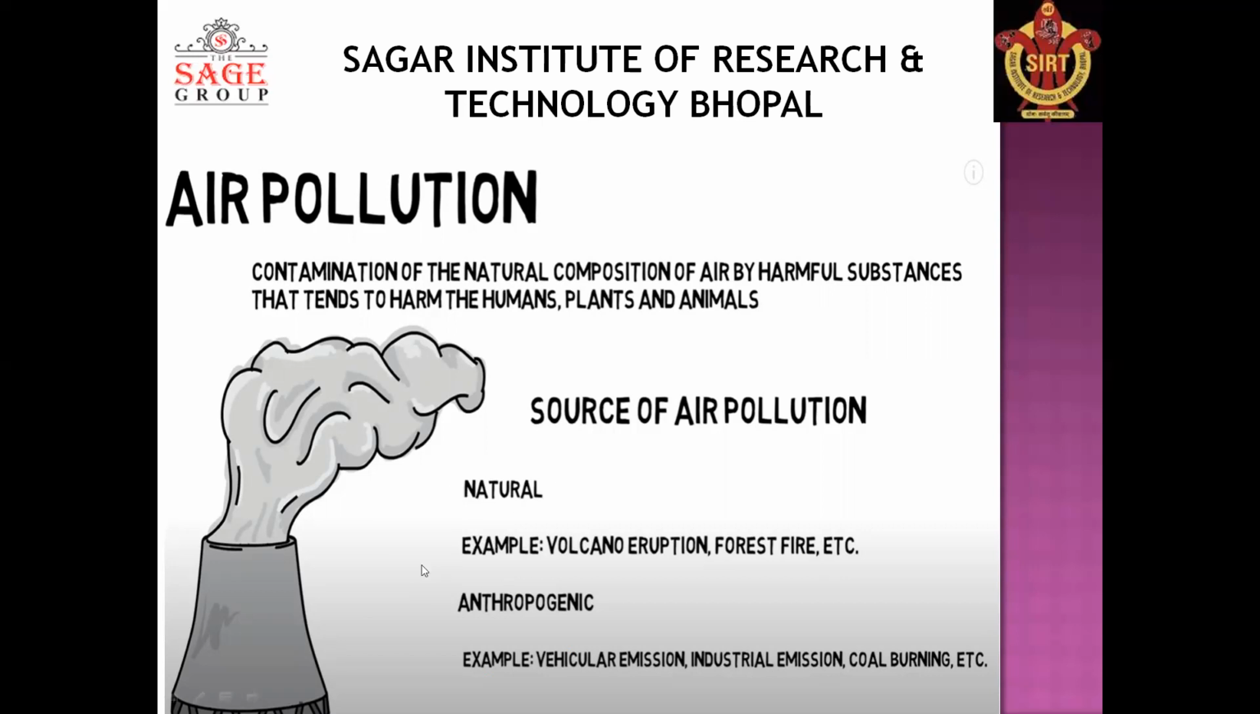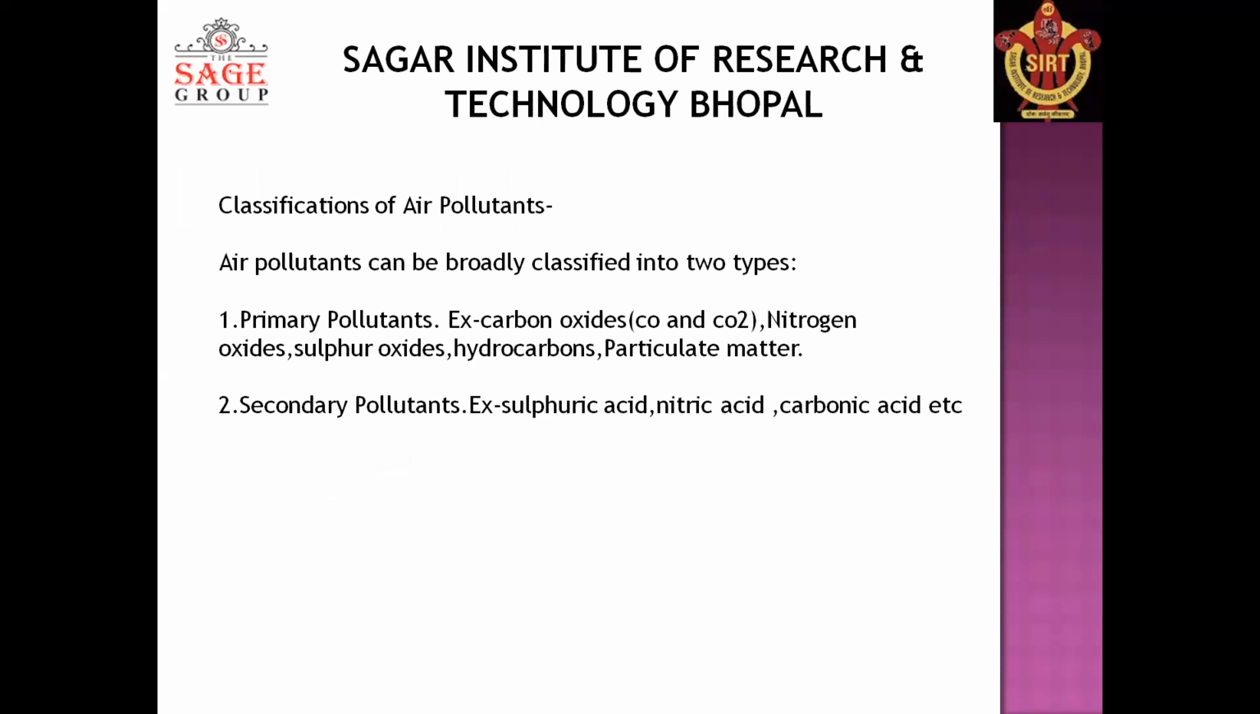First one is natural, and the second one is anthropogenic. Anthropogenic means artificial or man-made. Natural sources include volcano eruption, forest fire, deforestation, right? So these are the natural sources of air pollution. When we discuss man-made air pollution, it includes vehicle emission, industrial emission, coal burning, right? So this is industrialization. So these are our man-made or artificial sources of air pollution.